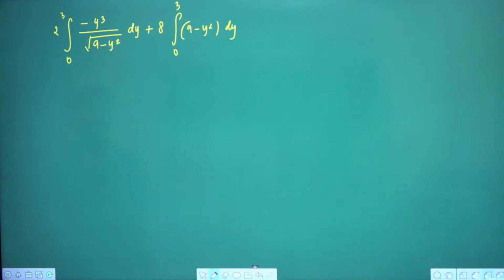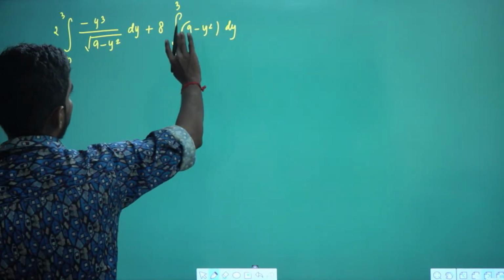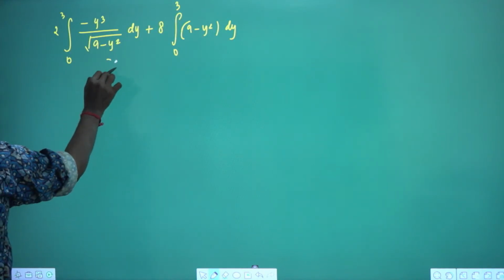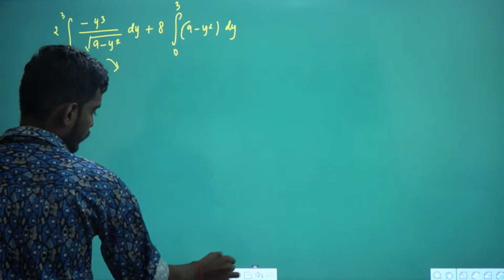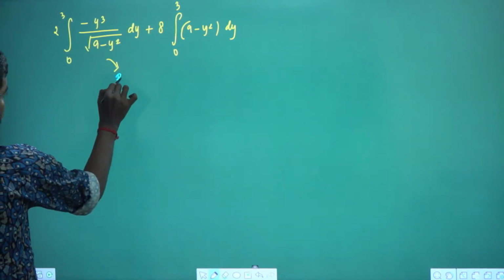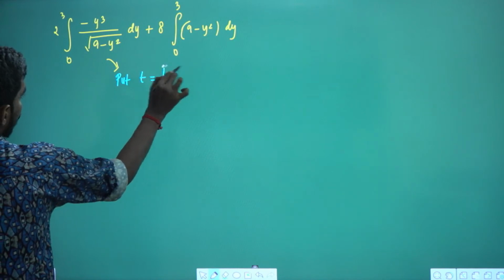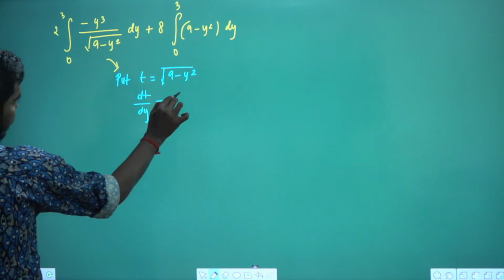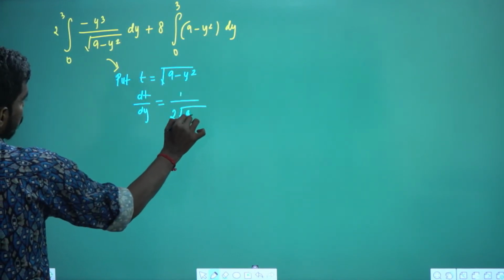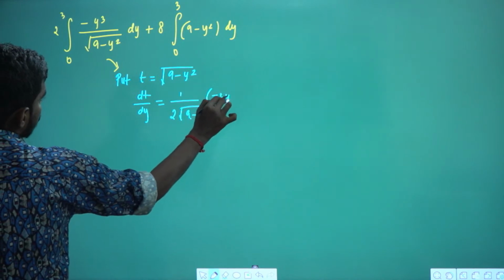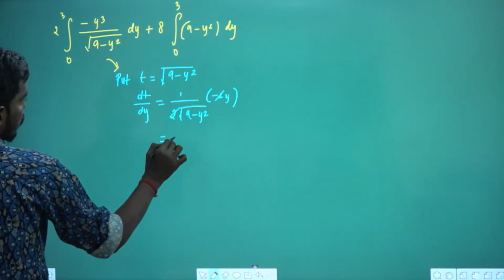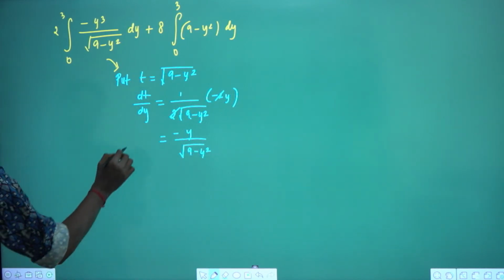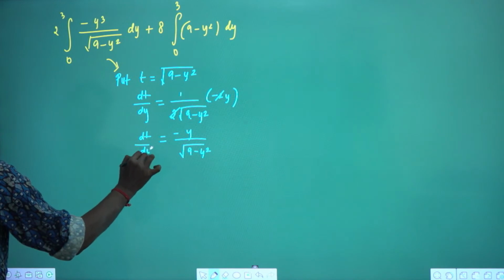We need to perform this integral. This is very easy, right? Just 9 dy minus y cube by 3, upper limit minus lower limit. Now to perform this integral, let me do some substitution, right? So put t is equal to square root of 9 minus y square. So what about dt by dy? So root f of x is 1 by 2 root f of x into f dash of x. So you have minus y divided by root of 9 minus y square will be your dt by dy.